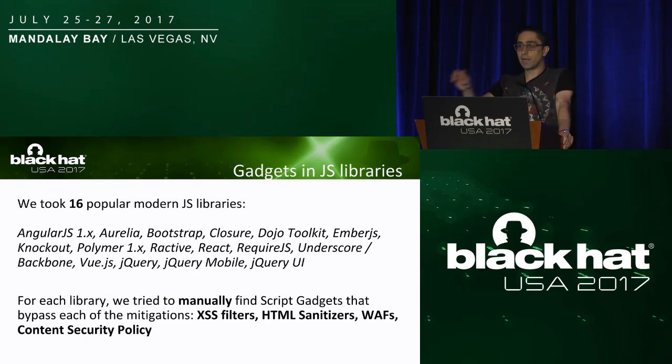So for every library in this list, we were trying to bypass every one of the mitigations tested. We took a couple of XSS filters, a couple of sanitizers, only one example of a web application firewall, the OWASP ModSecurity with the Core Rule Set, and several variants of content security policy. So we had a matrix of libraries and mitigations, and we tried to come up with a bypass example for each cell in this matrix.